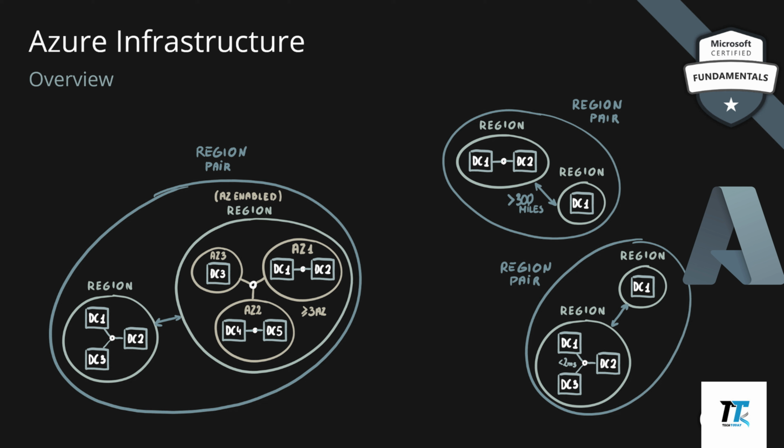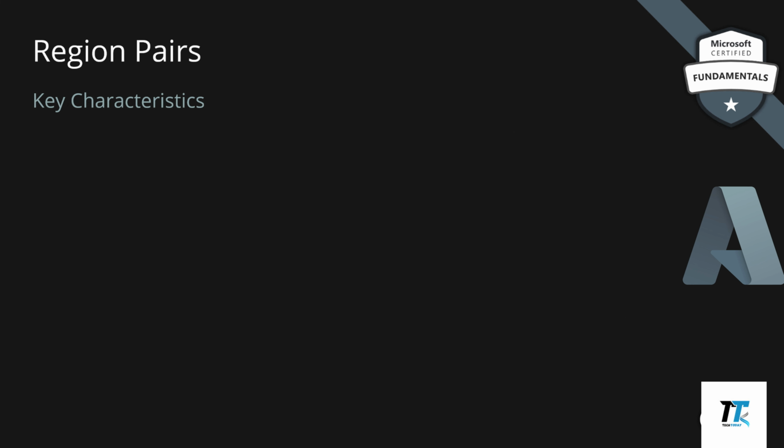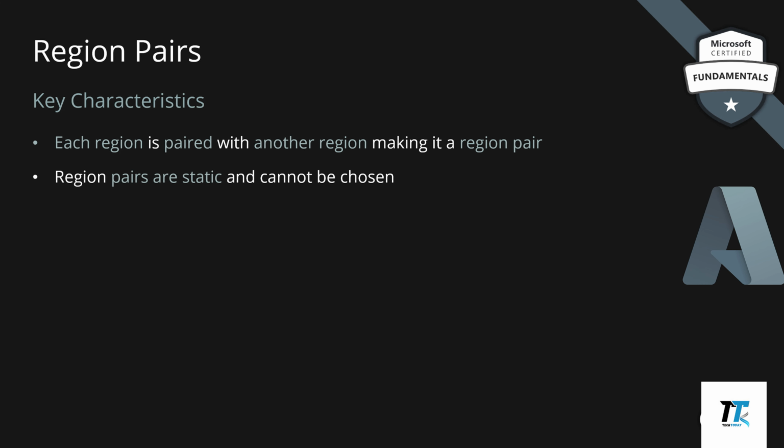This way, Microsoft ensures that if one region goes down, the second region that is paired with that region will be up and gives you a set of features to allow you to replicate your data, replicate your application across multiple regions. So what you should remember about region pairs is that each region is paired with exactly one region. Second of all, each region pair is static.